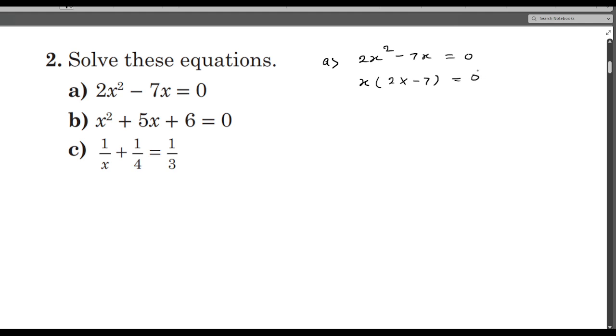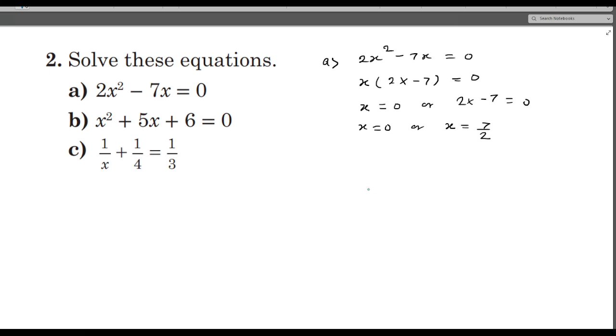Now why are we factorizing it? Because if you see, your right hand side is 0, so if you factorize your left hand side, then as the product is 0, you can say any of the terms is 0. So it gives me a conclusion that either x is 0 or 2x minus 7 is 0. Now x is 0 is one solution, or 2x is 7, that is x is equal to 7 divided by 2 is another solution. So this is what your solution is.